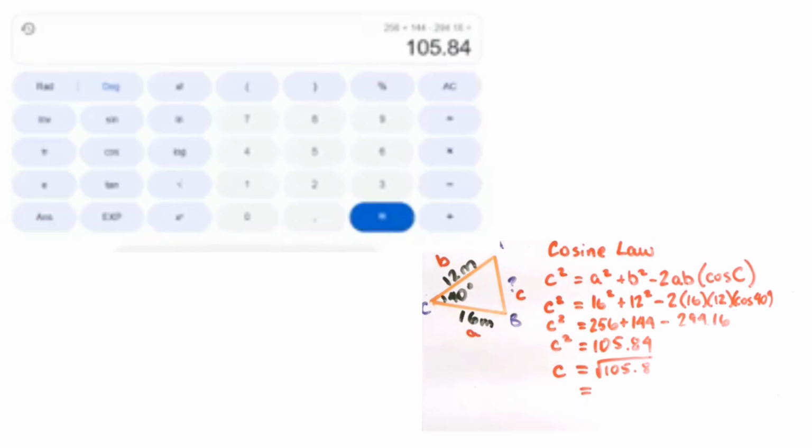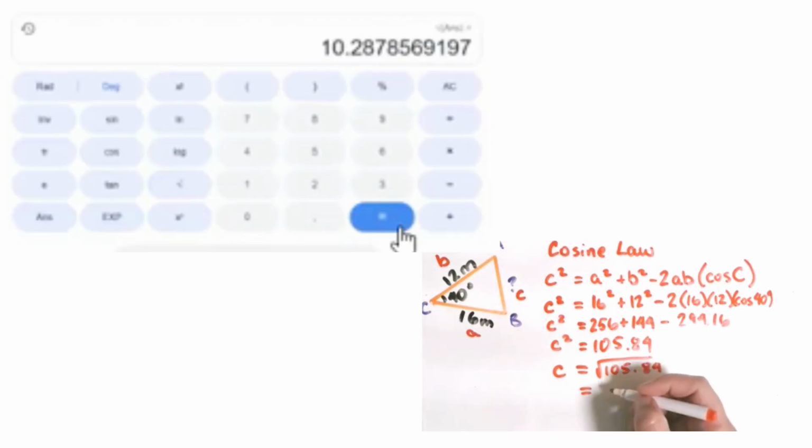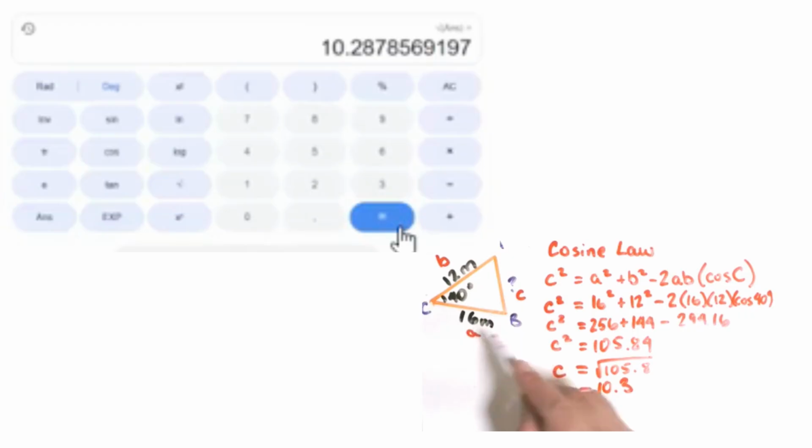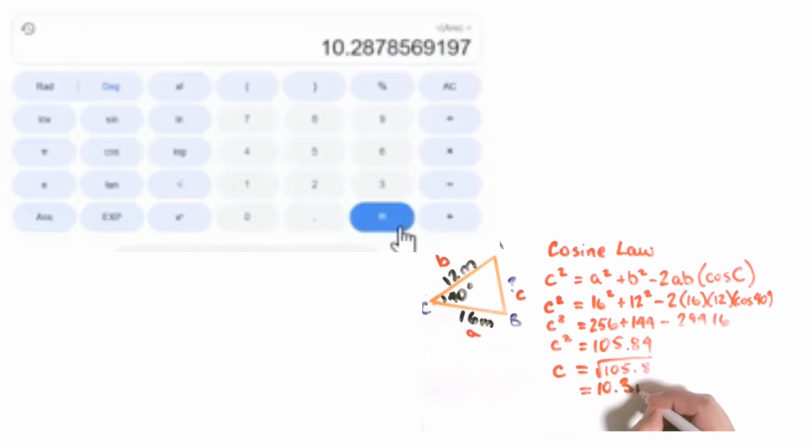And when I take the square root of the answer, I get that c is equal to 10.28. I'm just going to round it to 10.3. And if my question has units in it, my answer should have the same units, 10.3 meters. And that number makes sense to put in there. And that's it. That's how you use the cosine law.